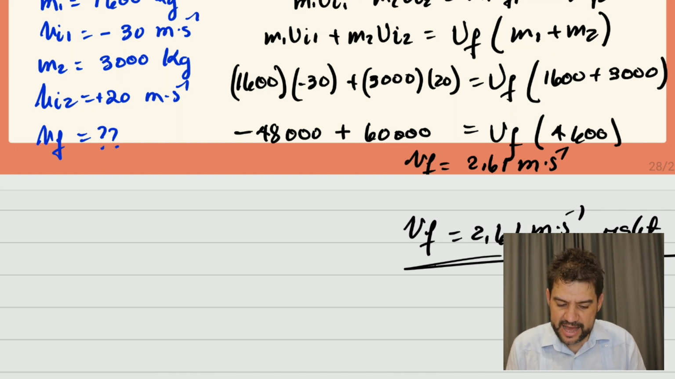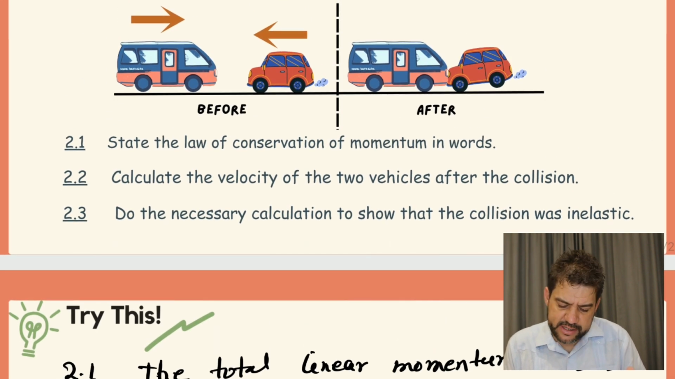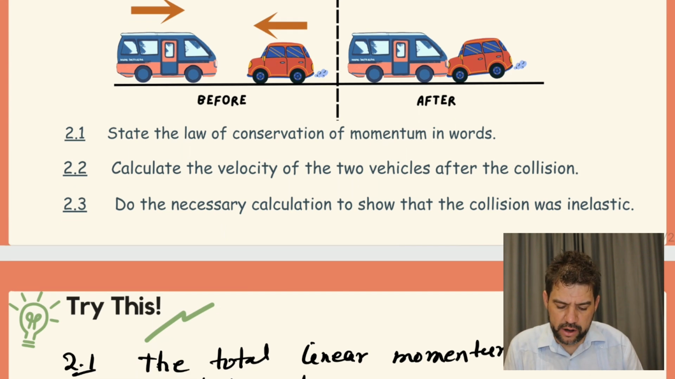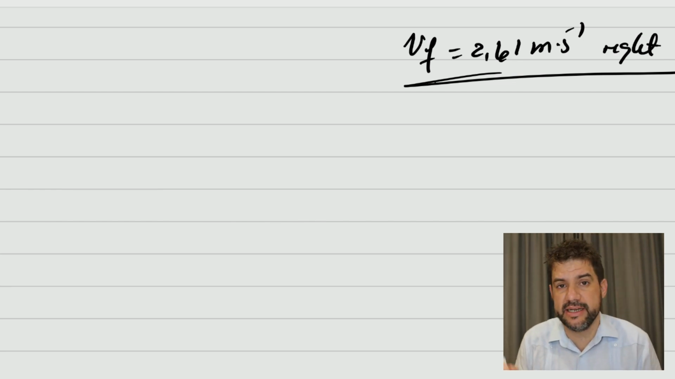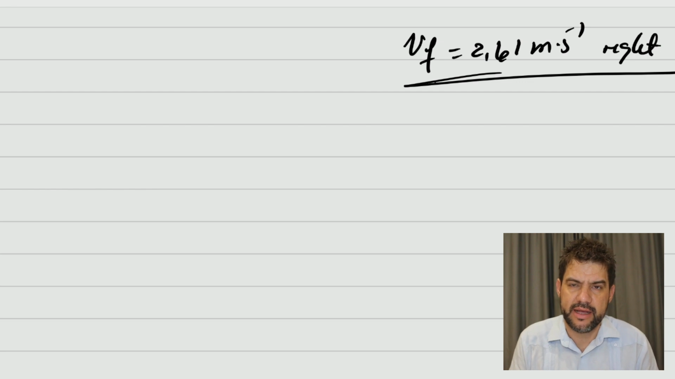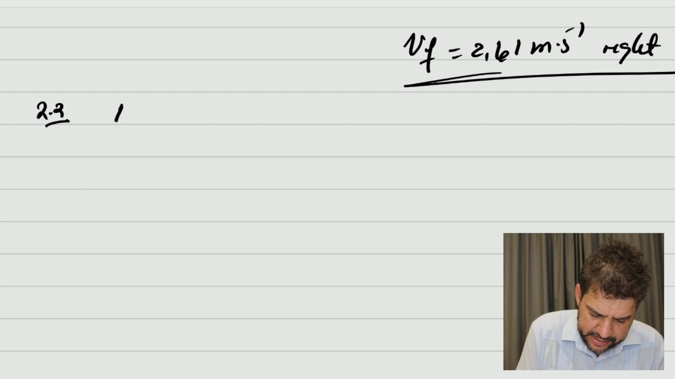Now, the last part, they say identify the collision. They say the collision is inelastic. Anyway, you have to identify, so you have to do calculation. Now, how do we do this one? We are going to calculate the total kinetic energy initial and the total kinetic energy final. And we are going to do it separately. So we have here, this one is question 2.3. Kinetic energy total. Let me write it.